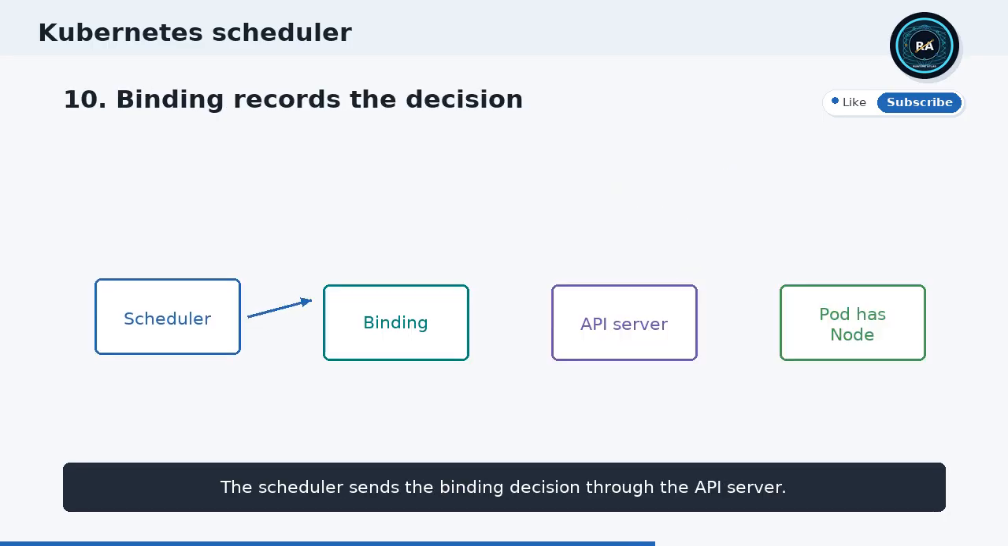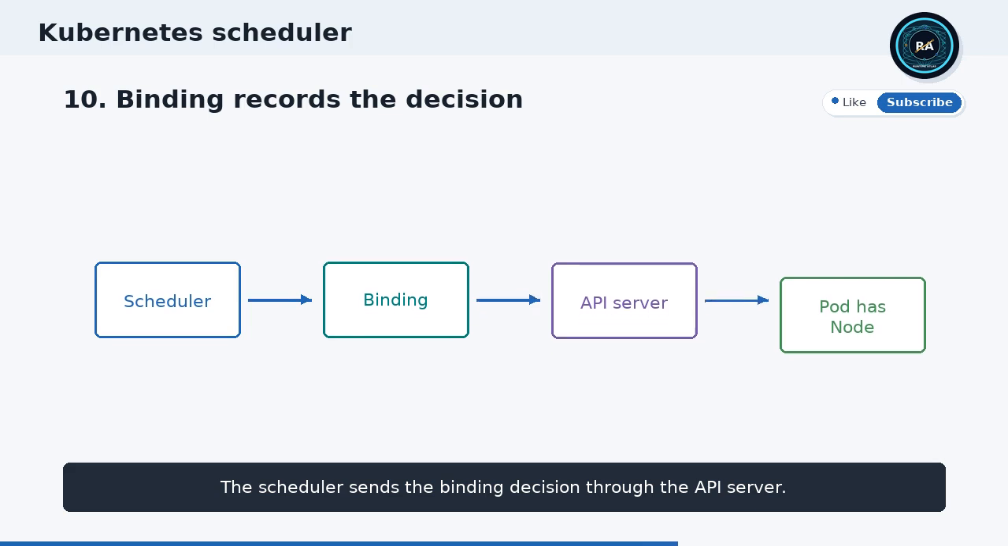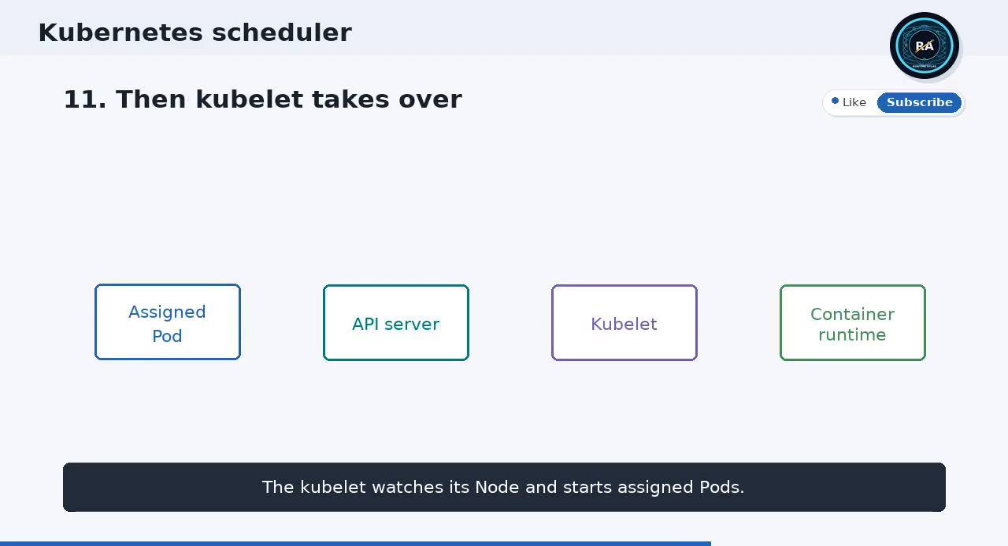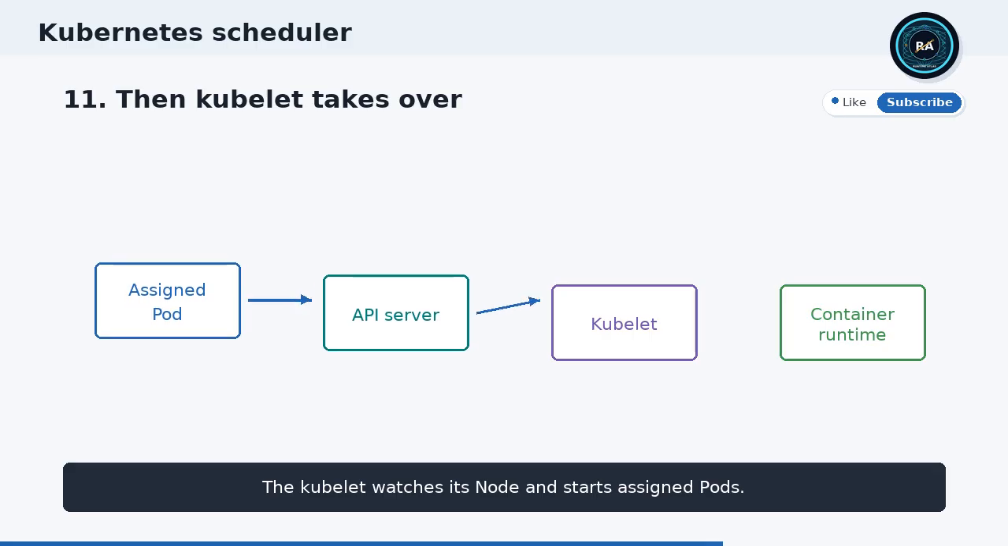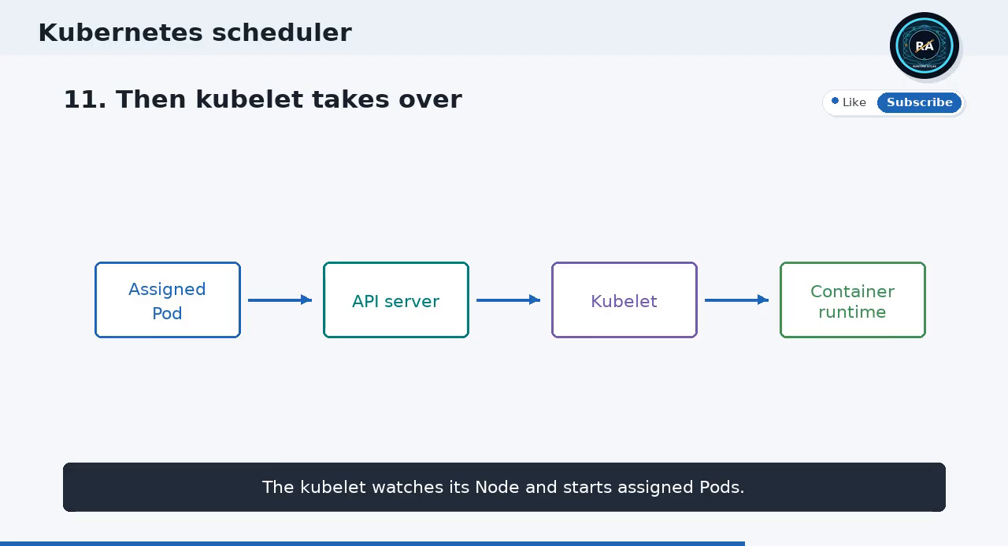After choosing a node, the scheduler notifies the API server. This is called binding. The pod object now records the selected node and the cluster can move forward. Once the pod is assigned to a node, the kubelet on that node sees it through the API server. Then kubelet works with the container runtime to start the containers.